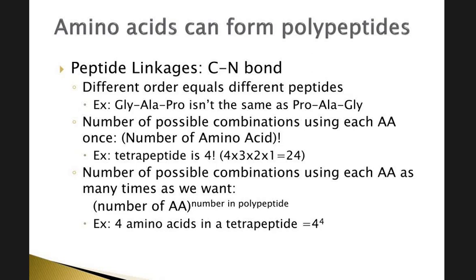Number of possible combinations using each amino acid as many times as we want: the number of amino acids raised to the number in the polypeptide. For example, 4 amino acids in a tetrapeptide means 4 amino acids are included in a tetrapeptide.